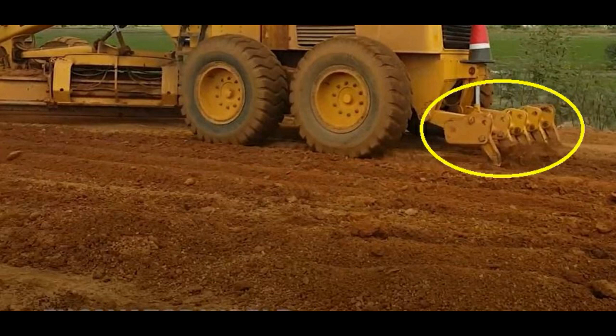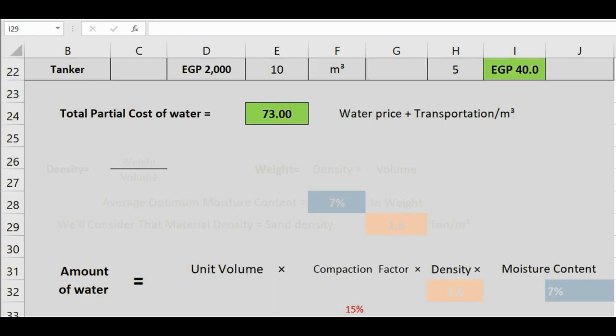Let us calculate the cost of water content in a material mix. Water content is calculated as a percentage of weight, not as the majority thinks it is in volume. The evidence for this is the difference in the sand cone sample weight before and after drying it in the oven. We all know that density equals weight over volume. Consequently, weight will equal density multiply volume.